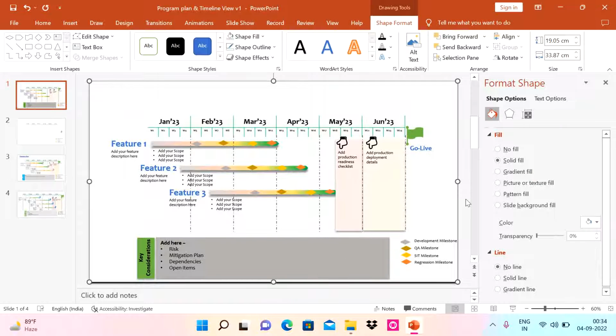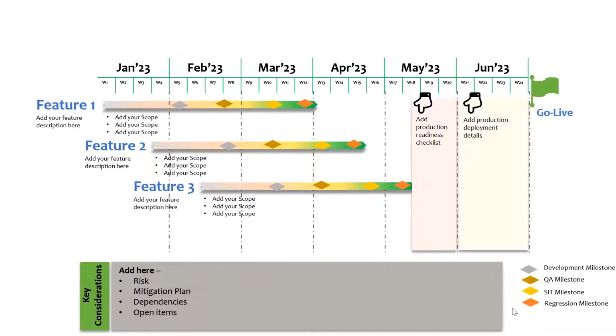Okay, now you can see from the slide perspective, this is ready. We have schedule at the top, we have features, feature 1, 2 and 3, we have a description of features, we have a scope, we have a production readiness checklist, we have a go live date, and very important, we have also highlighted a milestone: when my code is going to deliver, when is my QA happening, when is my integration testing happening, when is my regression happening. And at the bottom you can add all these details here.